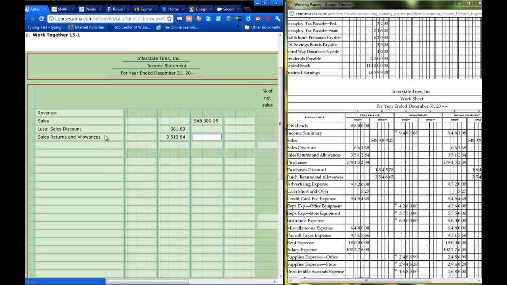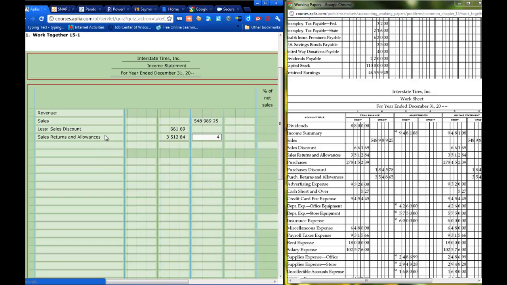I need to add those two numbers up. The total of those two numbers, and this is what's going to throw you off, goes in this column right here on the same line. Okay, so you add these two numbers up, 661.69 and 3,005.12, and the total is going to go in the third column.